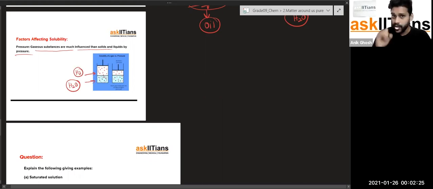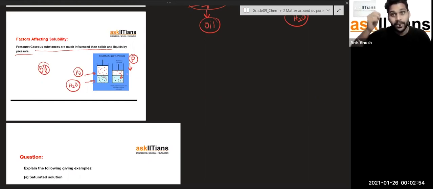You are trying to mix this hydrogen gas in water. If you try to do that, let's say that only 5 grams of hydrogen is getting mixed. Now, if you increase the pressure from outside, what would happen? You are trying to compress it. So now what would happen? More hydrogen gas would get dissolved in here. So when you start giving pressure, the amount of gaseous particles dissolved increases. Right? Got my point?